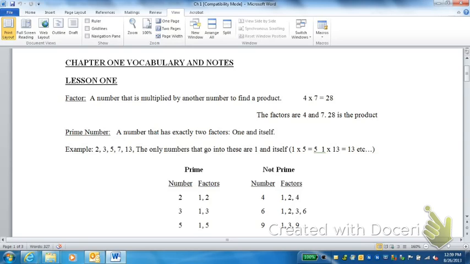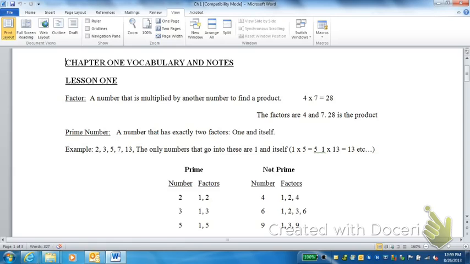Before we can talk about prime and composite numbers, we need to know what a factor is. A factor is a number that is multiplied by another number to find a product. So for example, we have 4 times 7 equals 28. The factors of 28 are 4 and 7. And 28 would be the product, or the answer.